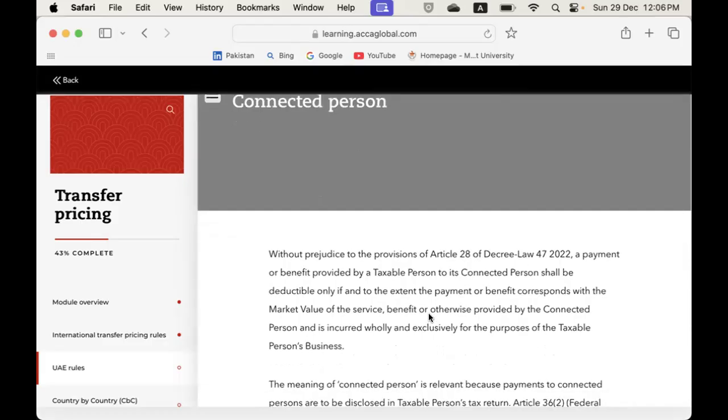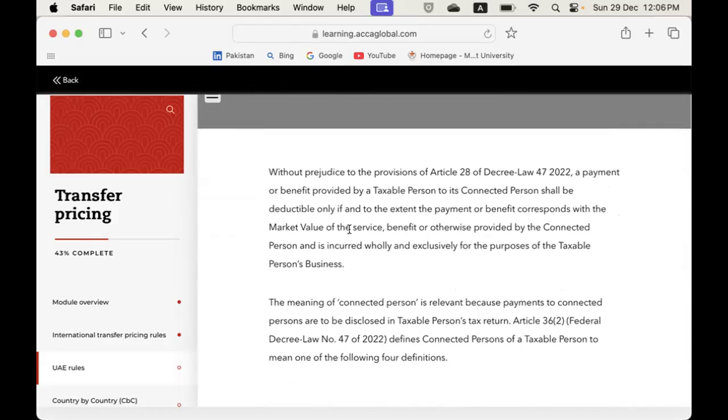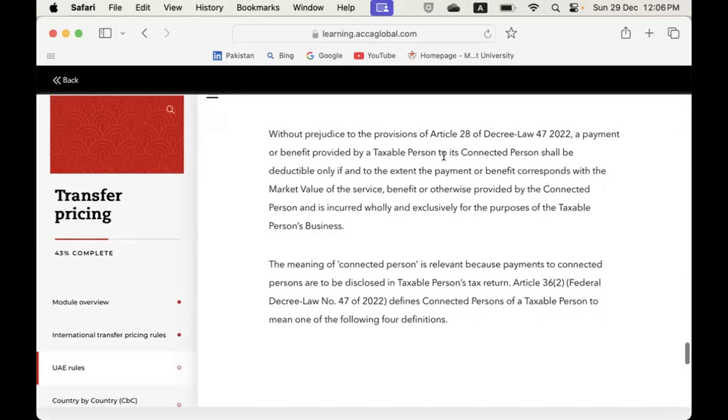Okay, so now we're coming to connected person. Without prejudice to the provisions of Article 28 of the decree law, a payment or benefit provided by the taxable person to its connected person shall be deductible only if and to the extent the payment or benefit corresponds with the market value of the service, benefit or otherwise provided by the connected person, as incurred wholly and exclusively for the purpose of the taxable person's business. This wholly and exclusively rule applies for any expense, right? Even if they had not written it, it would still be applicable because another article has provided this provision.